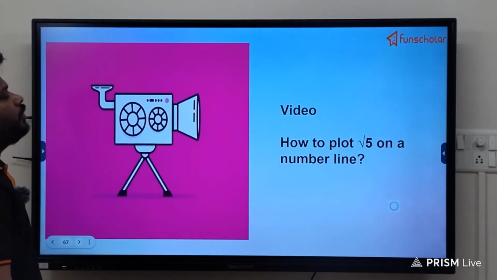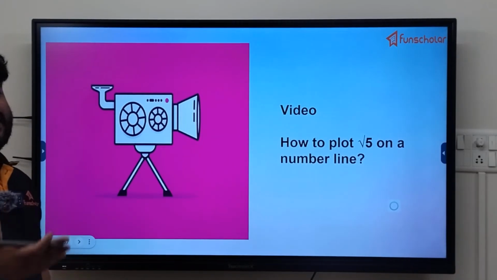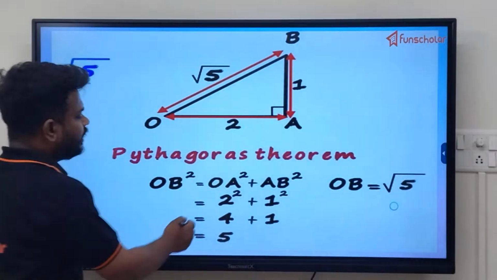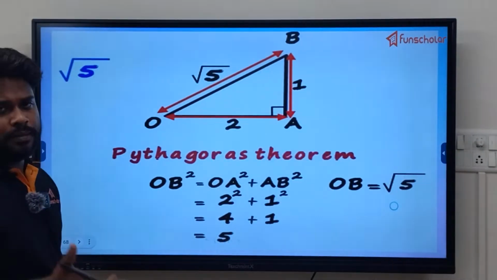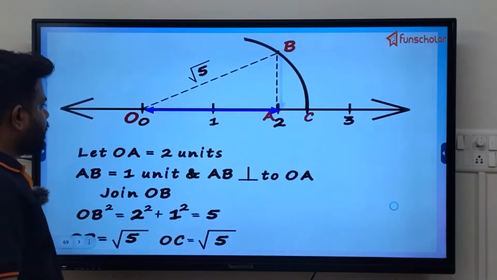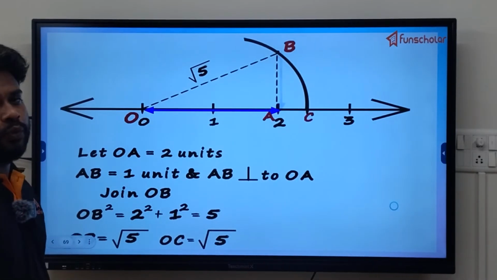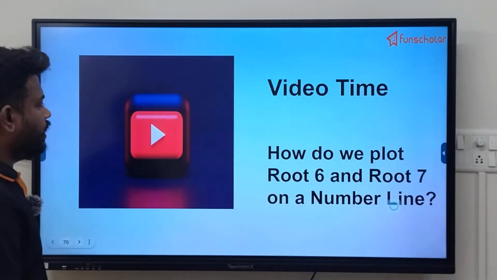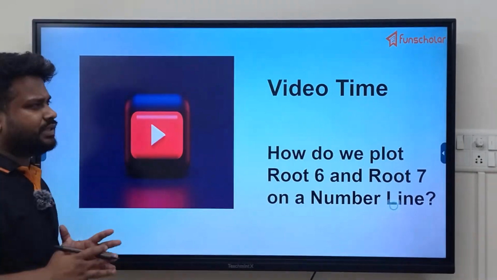So how do we plot root 5? This one will be easy. You have to just take 2 and 1 as the base and height. So yes, they have taken 2 and 1 as the base and height, and it will be possible. Yes, they have done the same way for this. Okay, now how do we plot root 6 and root 7 on a number line? This one is also easy.